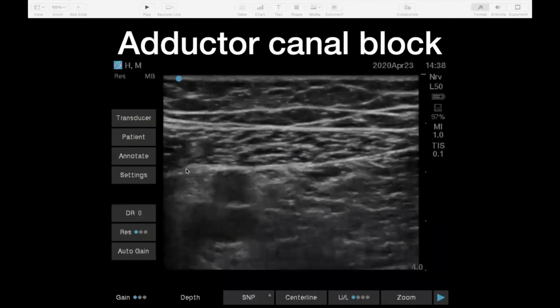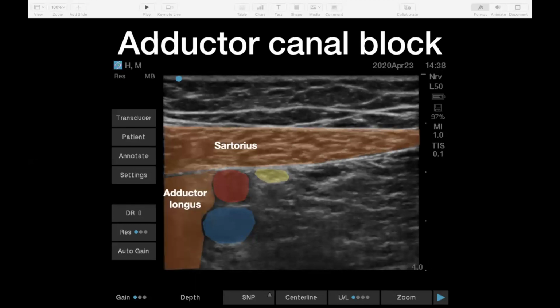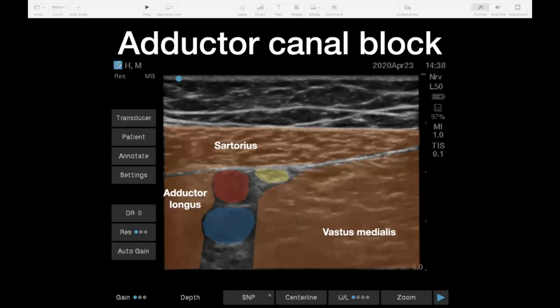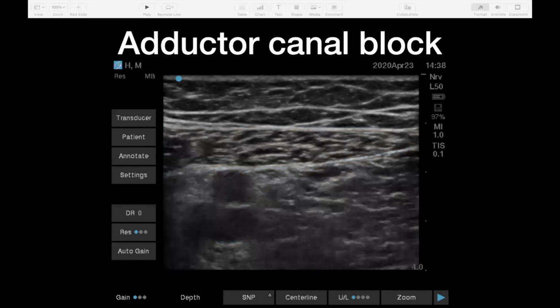So this is a still image, basically showing the same thing. So sartorius muscle on top. We'll just orientate ourselves, femoral artery there, femoral vein underneath. I think this is probably the saphenous nerve here. It's not always that easy to see, but I think in this case you can see it quite well. And then sartorius muscle on top, adductor longus that side, like we were saying, and vastus medialis on this side.